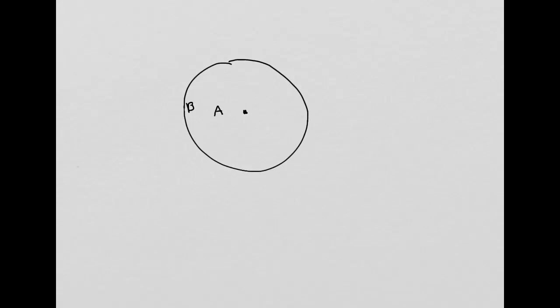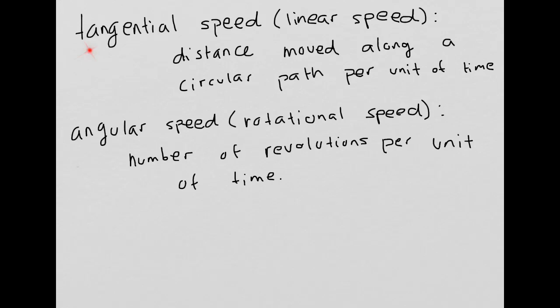Linear speed, also called tangential speed, is distance moved per unit of time, while rotational speed is the number of revolutions per unit of time. So in the case of rotational speed, A and B both make the same number of revolutions in 1 minute. However, point B has to travel a lot further than point A during 1 revolution. So just to give you a quick formal definition, tangential speed, also known as linear speed, is distance moved along a circular path per unit of time. And angular speed, also known as rotational speed, is the number of revolutions per unit of time.